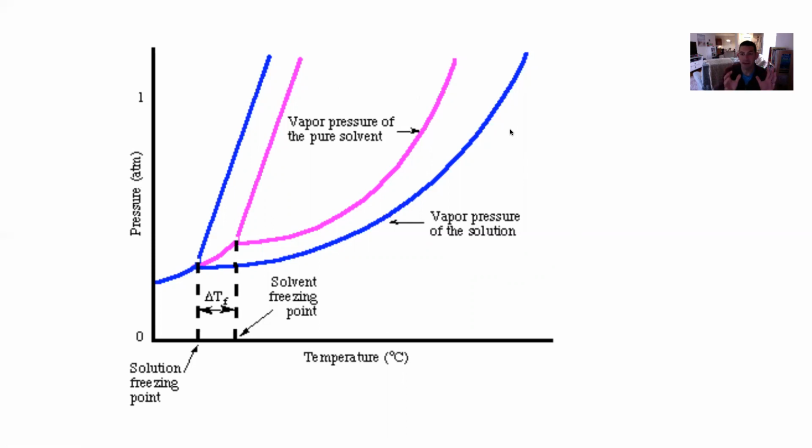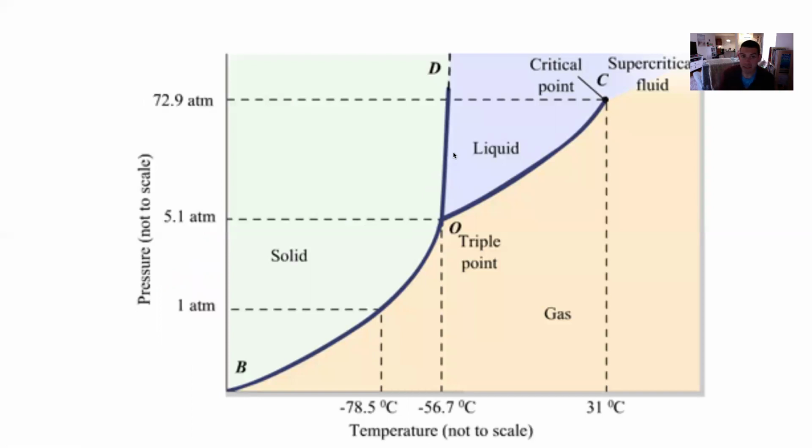It spreads it out in both directions, which I think is pretty interesting. All right, this is the phase diagram for carbon dioxide. You may know carbon dioxide as dry ice. And at 1 atmosphere, a very normal atmospheric pressure, it goes straight from solid to gas. That's why dry ice sublimates.